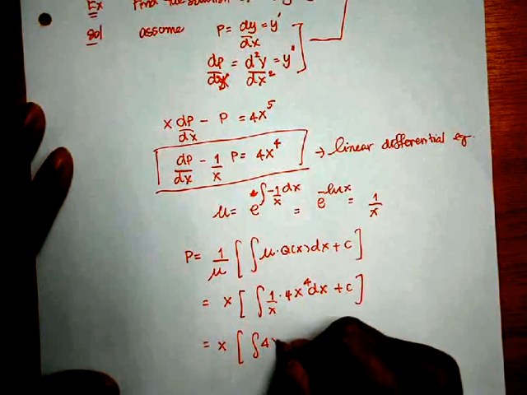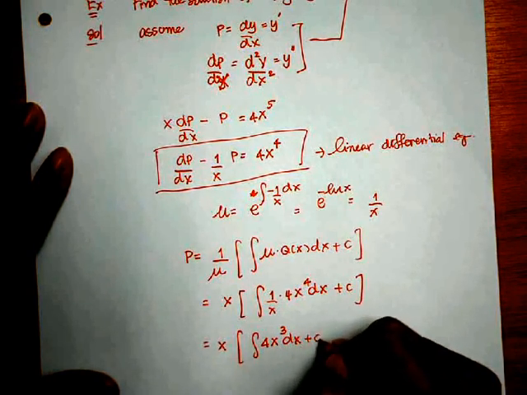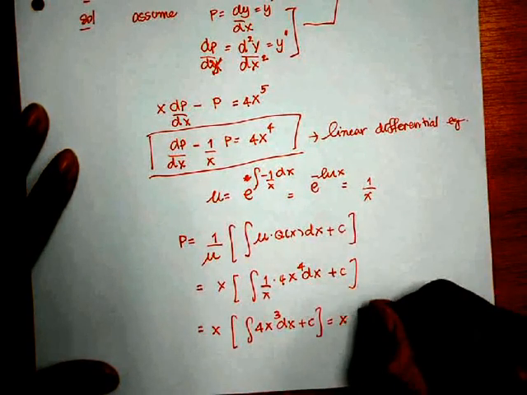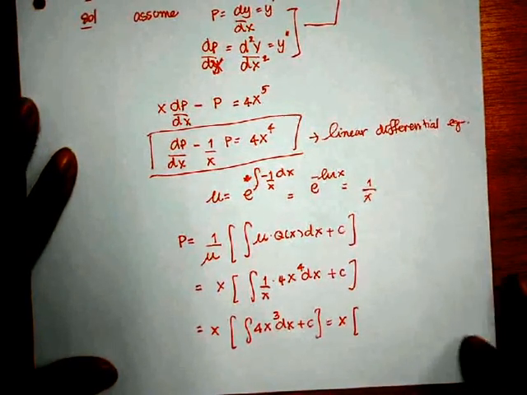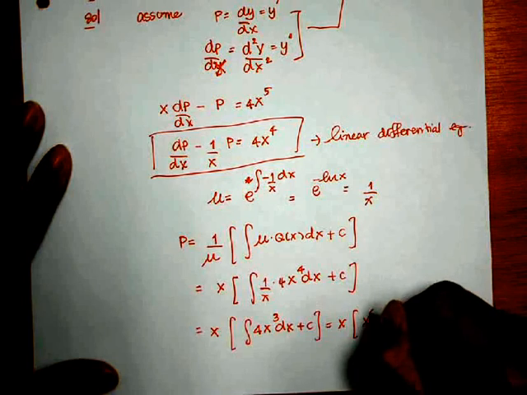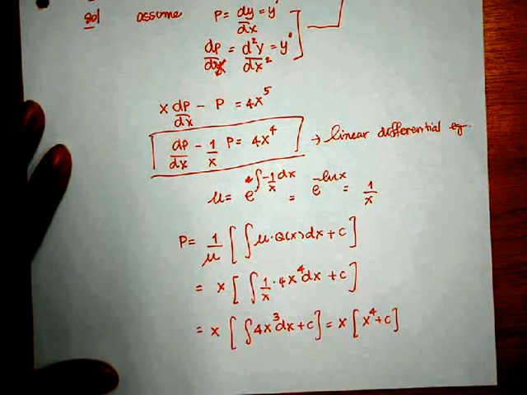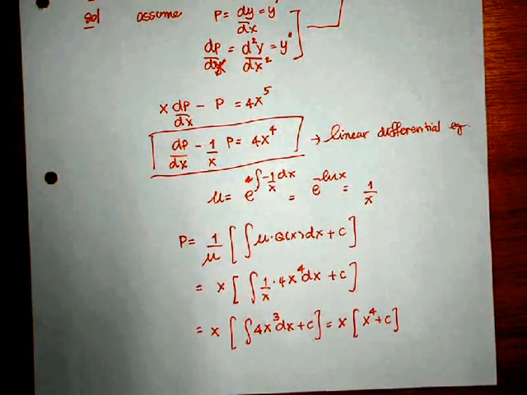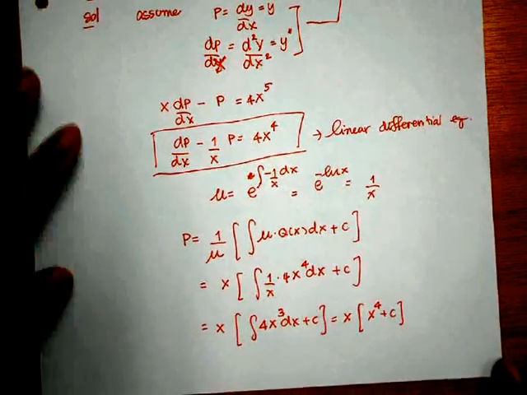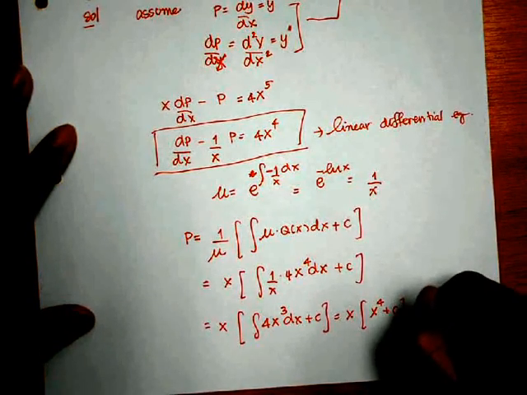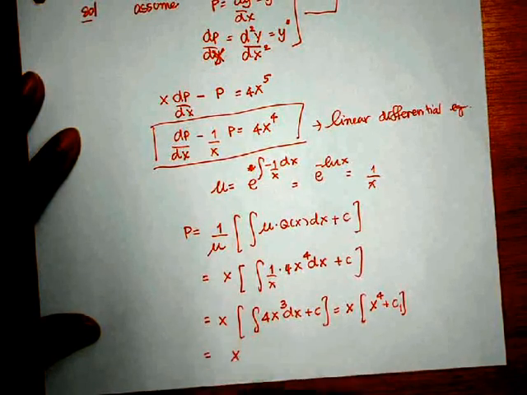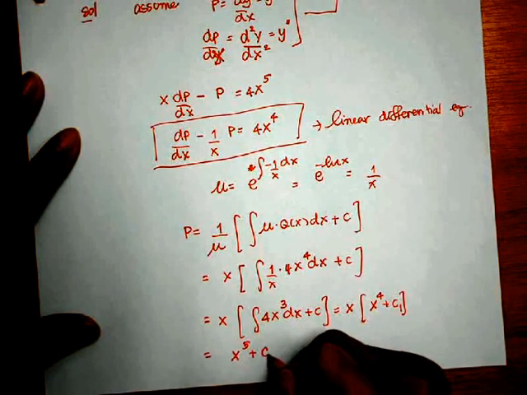And then we use our formula: 1 over the integrating factor times the integral of the integrating factor times q(x) dx plus c. Now, our integrating factor is equal to 1 over x, so that means we get x here. x times the integral of 1 over x times 4x to the power 4 dx plus c. So x times the integral of 4x to the power 3 dx plus c, which is x times x to the power 4 plus c. I put this one as c1. So that means we got our p is equal to x to the power 5 plus c1 x.